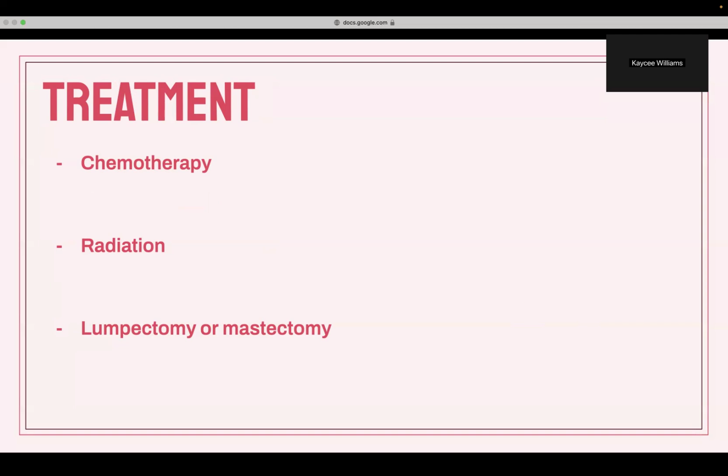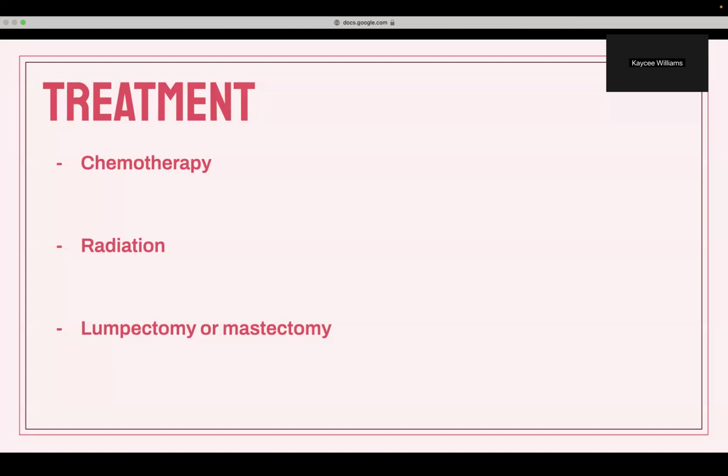So treatment, there are many different treatments. We're going to discuss chemotherapy, radiation, lumpectomy, or mastectomy. Chemotherapy consists of highly potent medications that come in many different forms. It can be oral or IV. Radiation, however, is a powerful treatment that uses high energy beams that are a form of X-rays or other types of sources. It's important that you understand, and even that the patient understands, that both chemo and radiation can come with some pretty significant side effects.